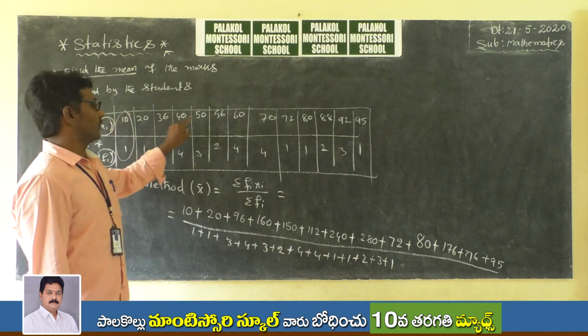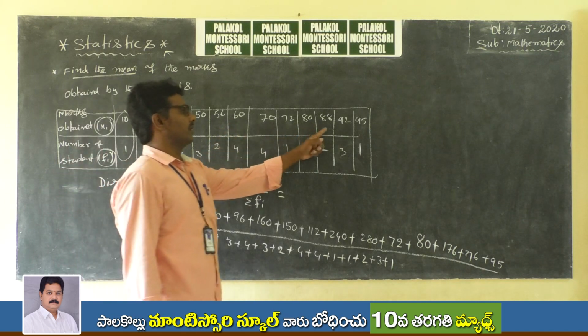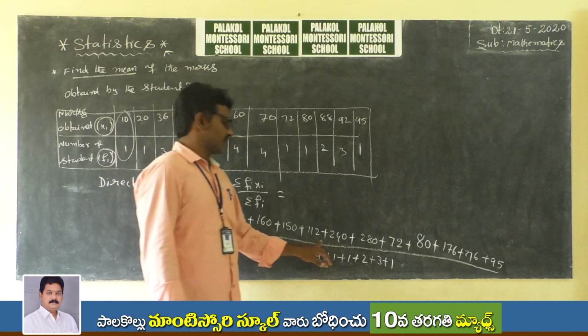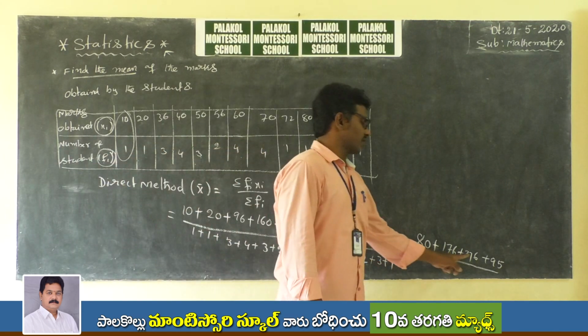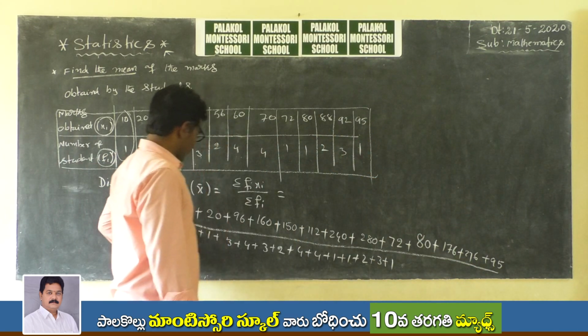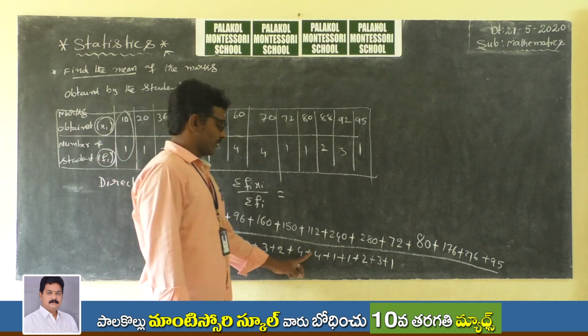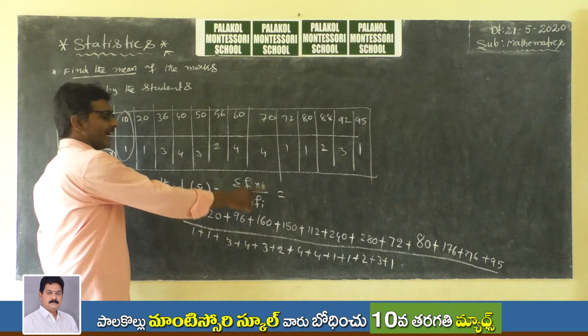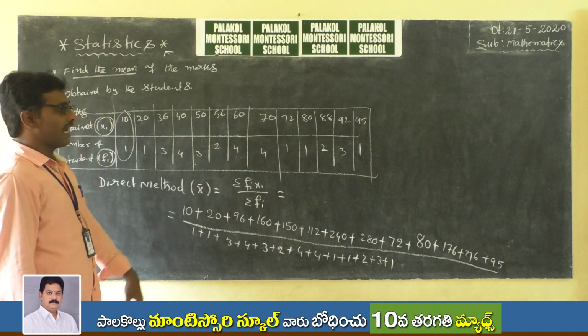1, 2, 3, 4, 5, 6, 7, 8, 9, 10, 11, 12, 13. Okay. These are added. These are added.